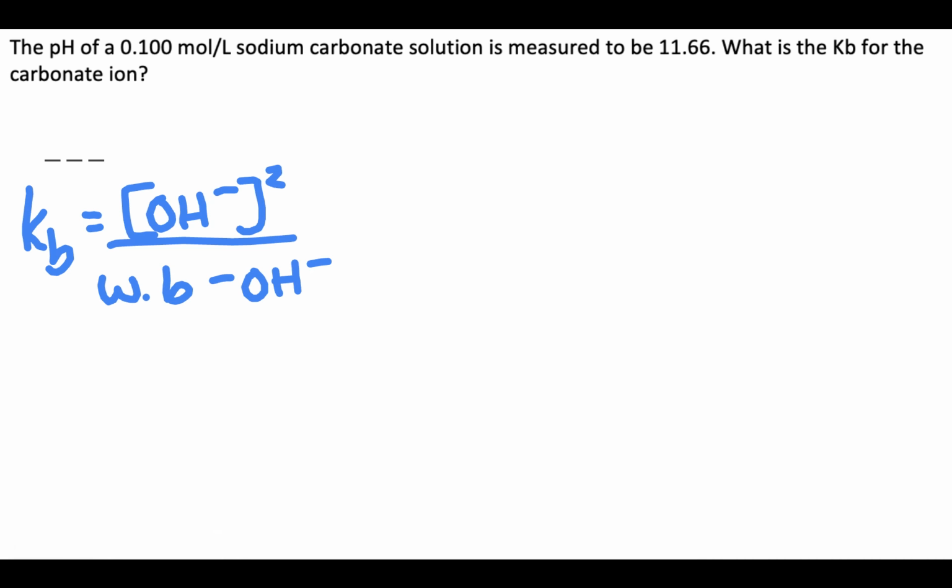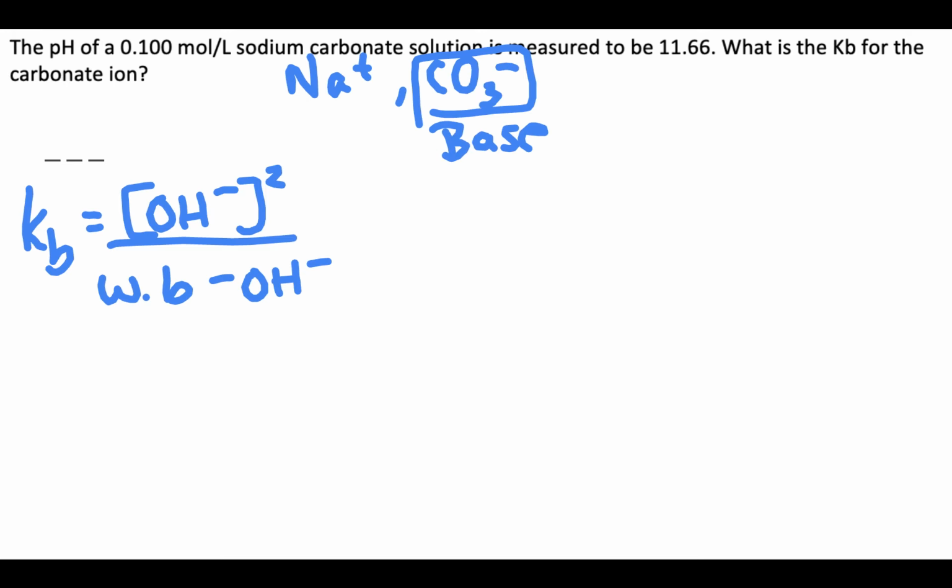So in this one, we want to recognize that sodium carbonate would dissociate into Na positive and the carbonate ion, so CO3 negative. And we have to notice that this part here is going to be a base. It's on page 8-9 of your data booklet, and it's the base side. So because we're dealing with a base, we need to be dealing with pOH, not pH.